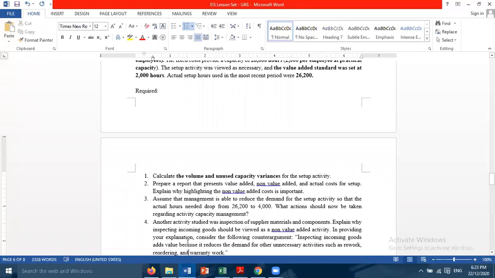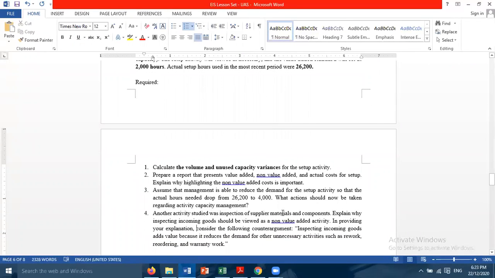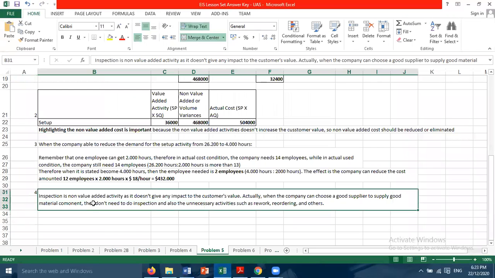Next, number 4. The activity studied was inspection of supplier materials and components. Explain why inspecting incoming goods should be viewed as a non-value activity. All right, so inspection itself is non-value because, once again, remember the definition of value-added activity is an activity which increases the customer's value or the product's customer value. However, inspection does not increase the customer value logically or intuitively. So technically, inspection is a non-value added activity.